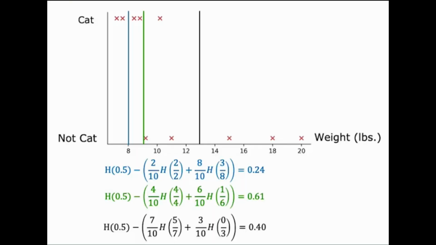But you may ask, how do we choose the best threshold? So we try several candidates, which are usually the midpoints between consecutive distinct weight values in our dataset. For each candidate, we calculate the information gain.